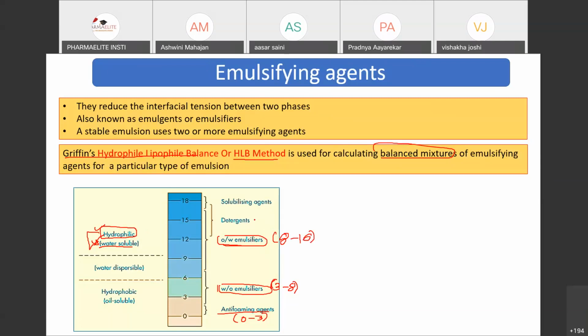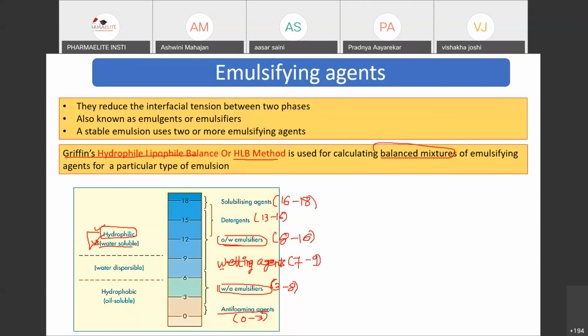Then you have your detergents, which would be somewhere in the range of 13 to 16 or 12 to 15. Your solubilizing agents are in the range of 16 to 18. Where are your wetting agents? Any idea about wetting agents? 7 to 9. Perfect. So yes, we need to know all these agents and the scale at which they are used. Your wetting agents are supposed to be used in the HLB range of 7 to 9.